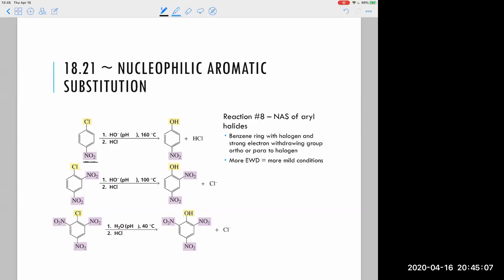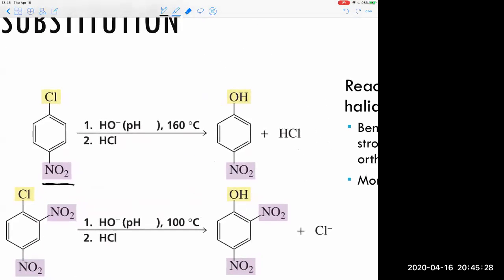So for example, we can do nucleophilic substitution reactions on halogenated benzene rings by just adding base. But we're going to see that you can do so with less harsh conditions if there are more nitro groups on there. So for example, if we want to look at this top reaction here, again, I'm going to nucleophilically substitute out that chlorine for that OH group.